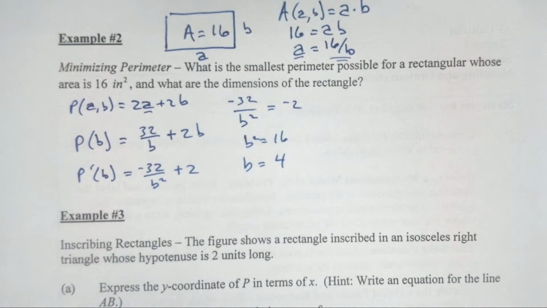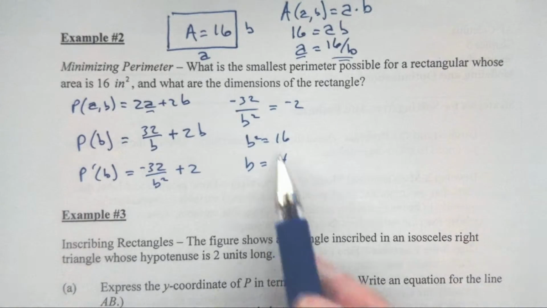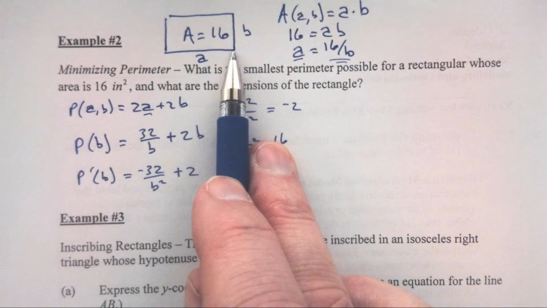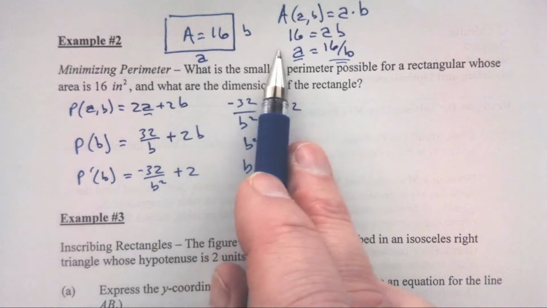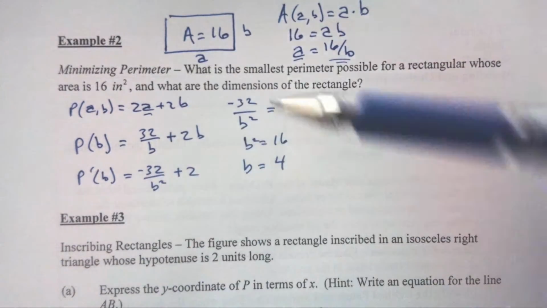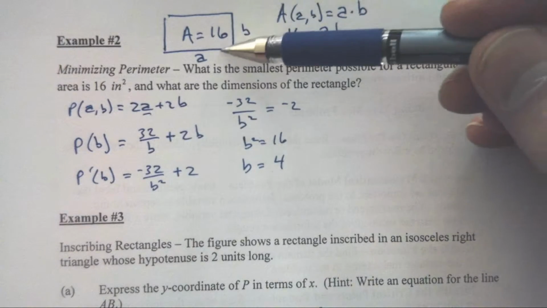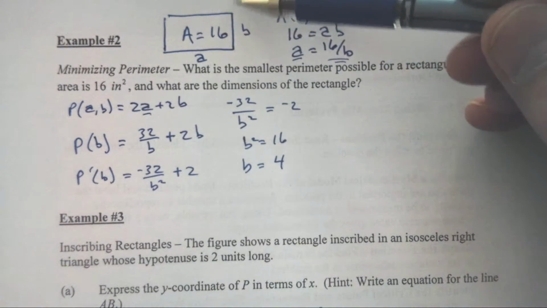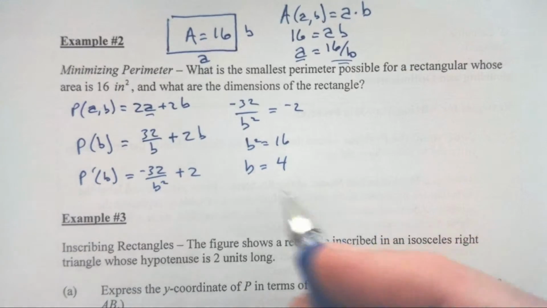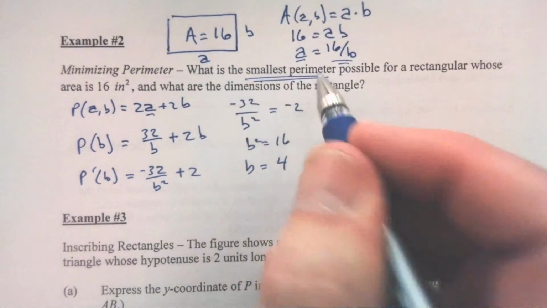We also have endpoints for b, or do we? Well, b has to be at least 0. In fact, you'd argue it has to be bigger than 0. It can't be 0 and still have an area, and it can approach infinity. b can get as tall as it wants if a gets close to 0. So we don't really have endpoints to consider here, and that's probably why we're just asking for the smallest perimeter.